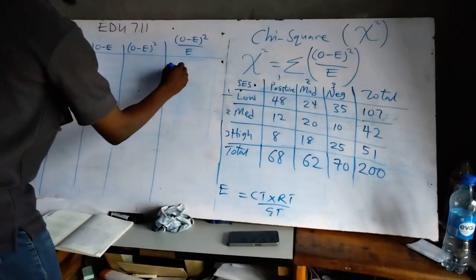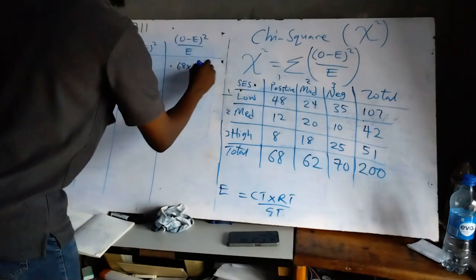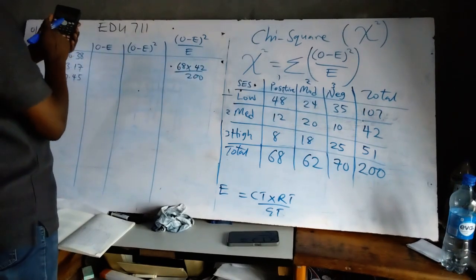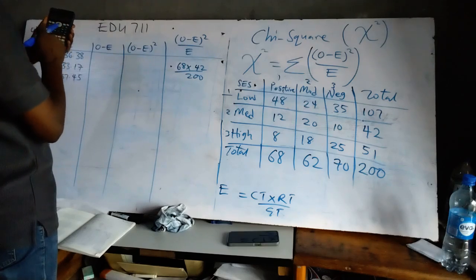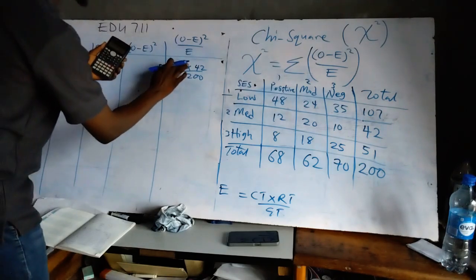So we have 68 times row total 42 divided by 200. 68 times 42 divided by 200, 14.28. So we just need to erase this.